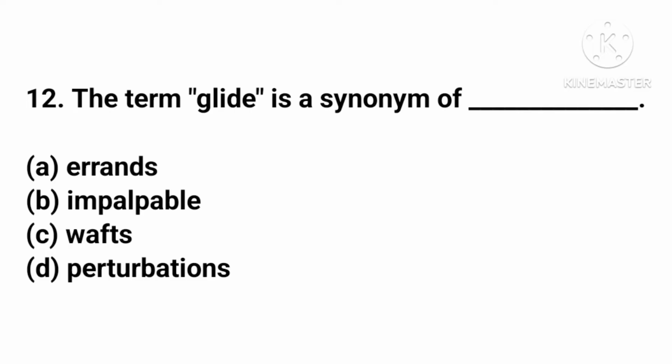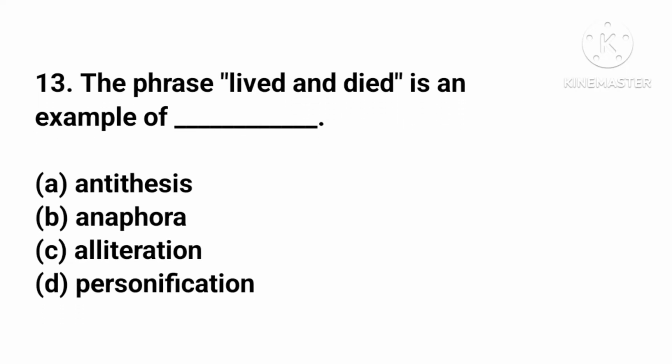The term glide is a synonym of dash. Option A, errands. Option B, impalpable. Option C, wafts. Or option D, perturbations. Very good. The term glide is a synonym of wafts, which means to float. So the phantoms, they were floating inside the house. Now coming to the 13th question.